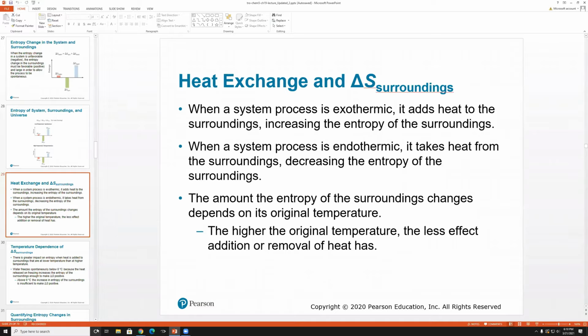Because the energy from the system is being lost, and that energy is increasing the speed of the molecules of the surroundings and therefore the entropy. When we have an endothermic process, the opposite is happening, and we have a decrease in entropy of the surroundings. The point is that if you have a large entropy of the surroundings, that effect is going to be very small, whether it's the heat gain or loss in the surroundings.